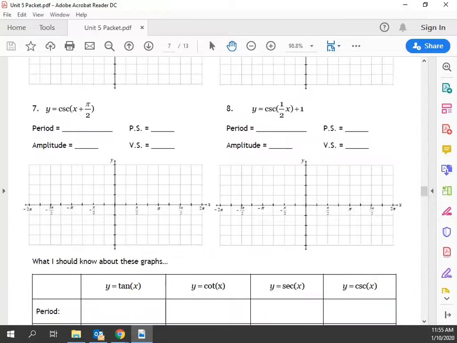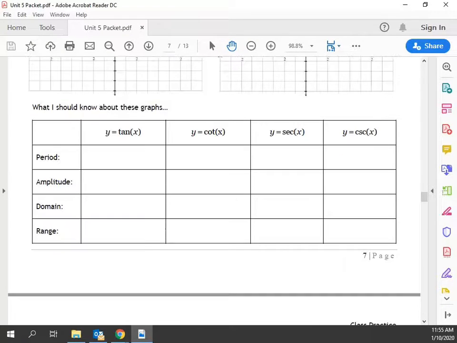Secant and cosecant, skip all those. All right, so let's go to the table. Well, we just established that. Tangent has the period of what? I'm going to say pi, but in parentheses I'm going to put pi over b, because that's the equation we do in order to graph it. But pi over b is what we use to graph it, that it is pi.